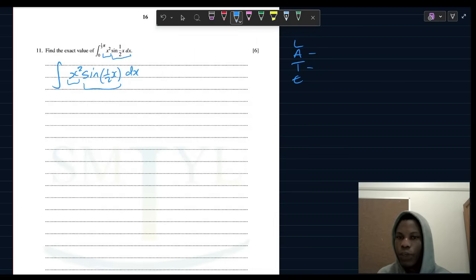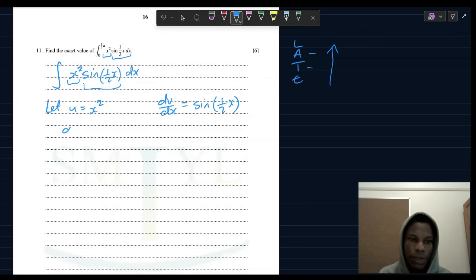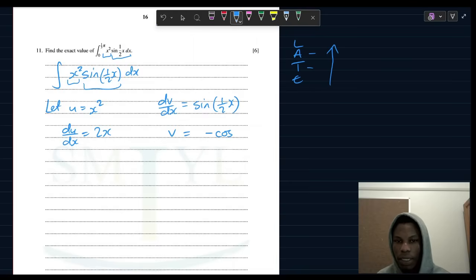So your u has to be whatever is higher up on that list. So u has to be the algebra. So we're going to say let u equal the algebra, which is x squared. So that means dv dx has to be the trig function, sine a half x. And so if we differentiate u, du dx, we get that if you differentiate x squared, that's just 2x. And now we want to integrate sine a half x.